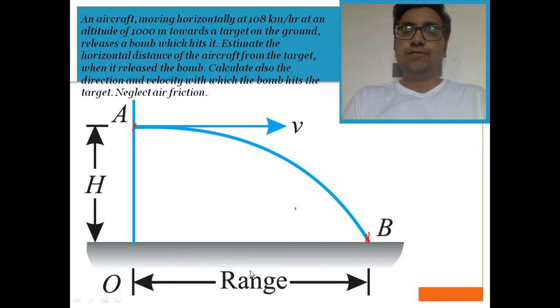The horizontal component of the velocity remains constant, and the vertical component of the velocity is under the influence of acceleration due to gravity. So we are going to do a simultaneous treatment of horizontal and vertical motion. Is that okay, my dear friends?